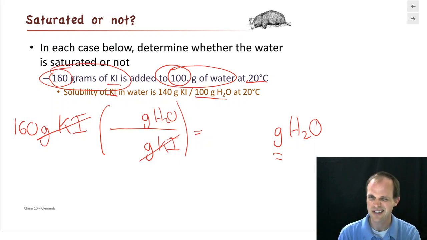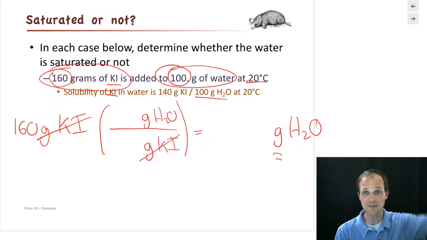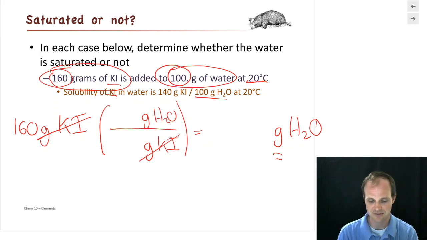But if you listen carefully, I said with balanced reactions, you can't go from grams of one thing to grams of another thing in one step, and you can't with a balanced reaction. But with solubility, you can. If you're given solubility information in grams of one thing to grams of another thing, by all means go from grams to grams in one step.